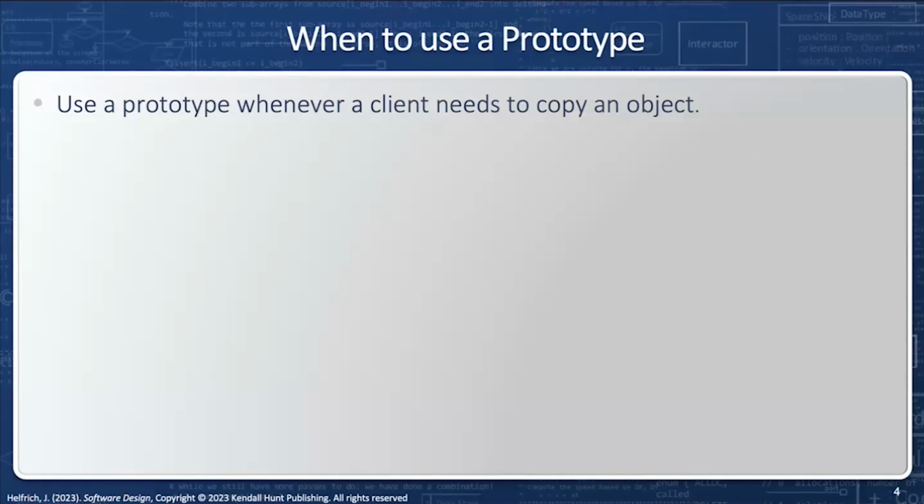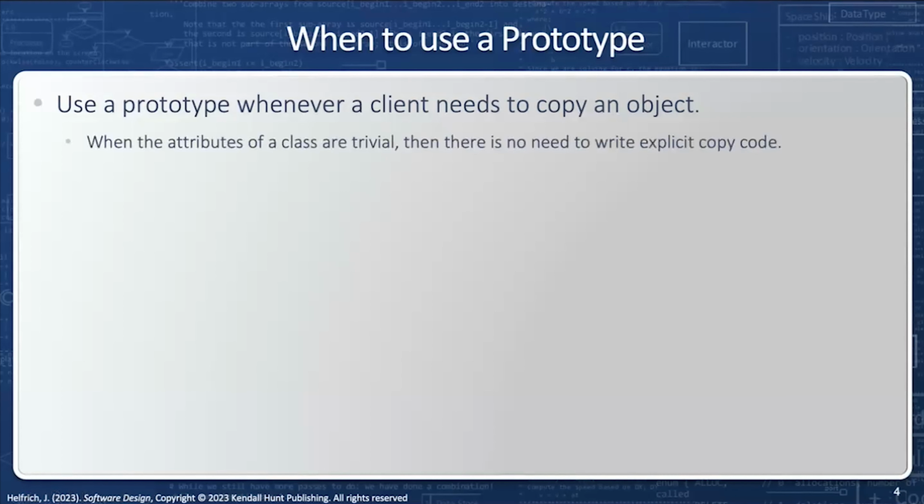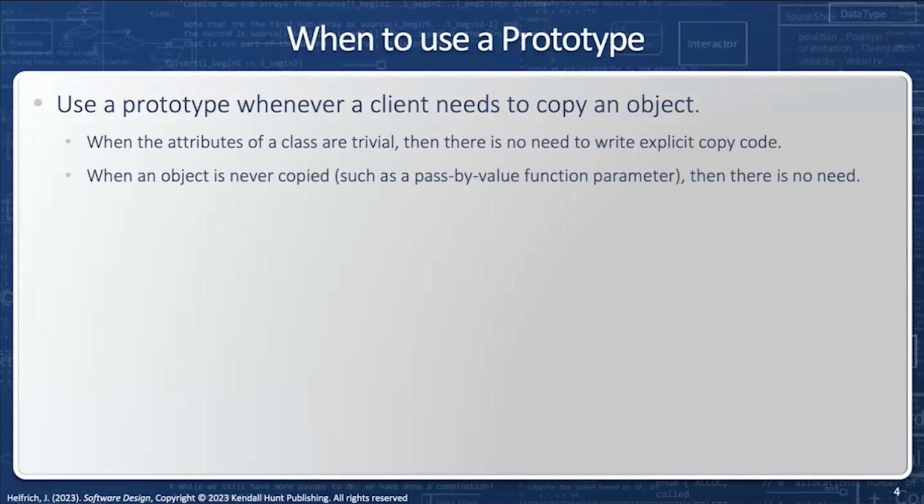So when do you want to use a prototype? Well, first and foremost, whenever the client needs to copy an object. When the attributes of a class are trivial, there is no need to write explicit copy code unless you want to make it clear to the clients that a copy is allowed for this object. When an object is never copied, such as a pass by value function parameter or whatever, then there is no need for the prototype. And I gave a couple examples of that previously. In just about every other case, the prototype design pattern should be employed, which makes the prototype perhaps the most commonly utilized design pattern of all.